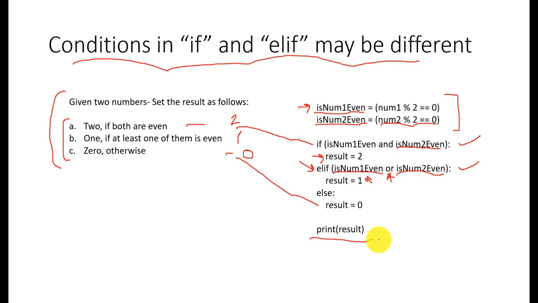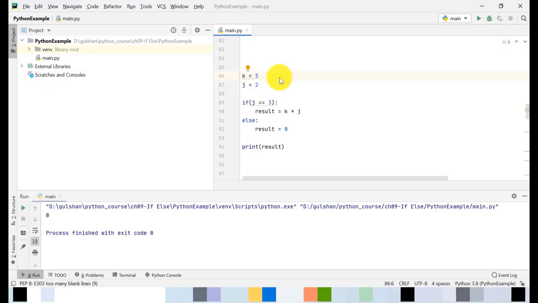Okay, so this explains how we use if-else and if-elif constructs in the Python program. Now let's see these examples in PyCharm as well. This was the first example which we discussed. We are given k is equal to 5, j is equal to 2. Now if j is equal to 3, then the result will be k into j. If j is not 3, then the result will be 0.